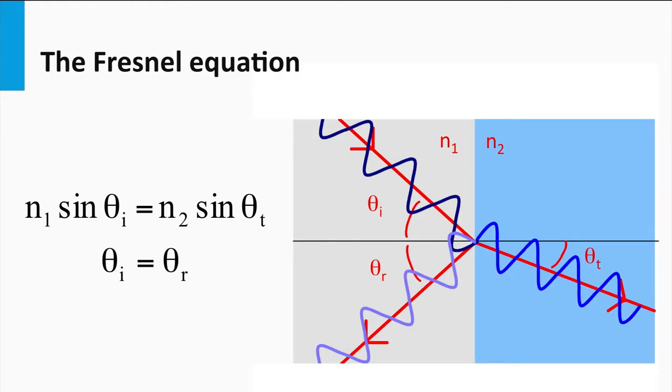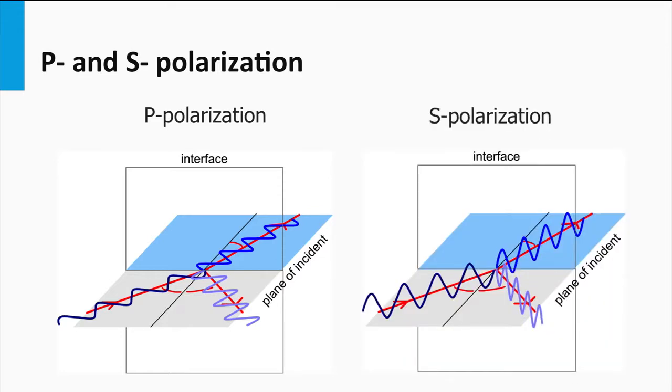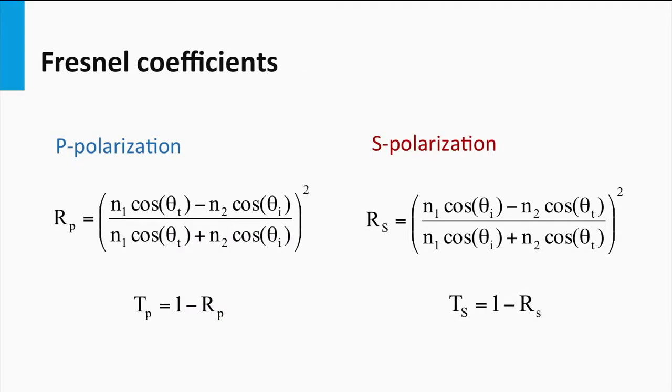In this example, the waves represent the electric field oscillations in the plane of incidence. This can be seen as we put this plane in a three-dimensional illustration. This is what we call p-polarized light. The opposite situation is the configuration in which the electric field is oscillating perpendicular to the plane of incidence. This is what we call s-polarized light.